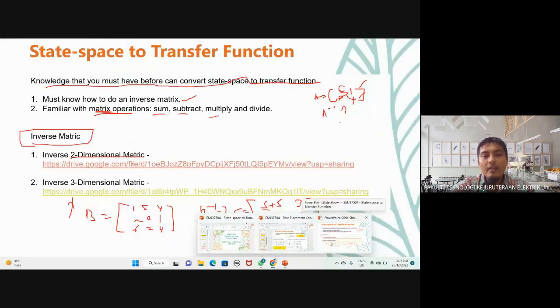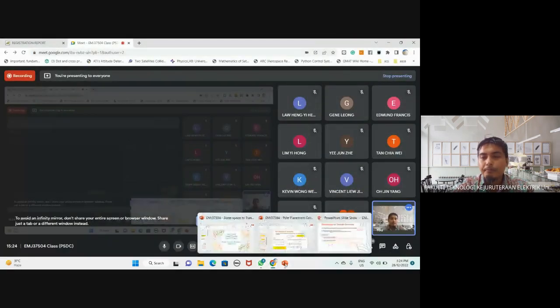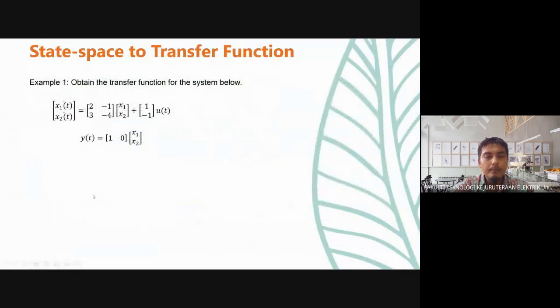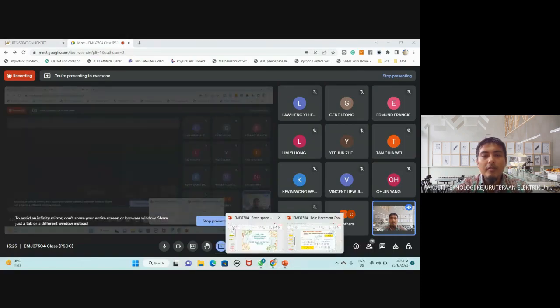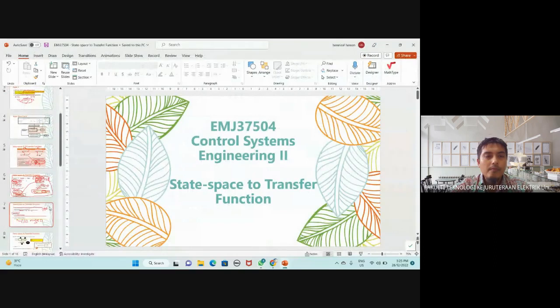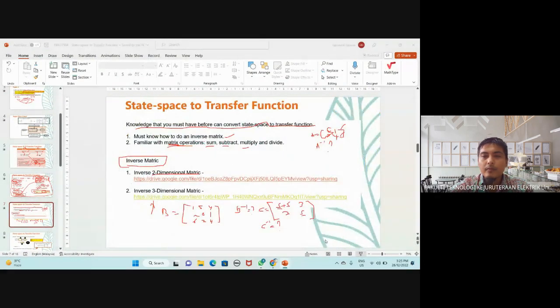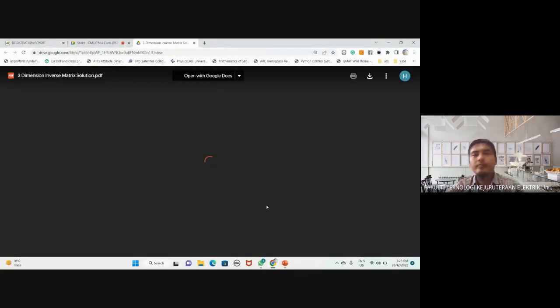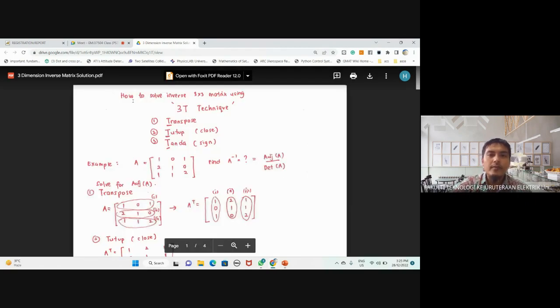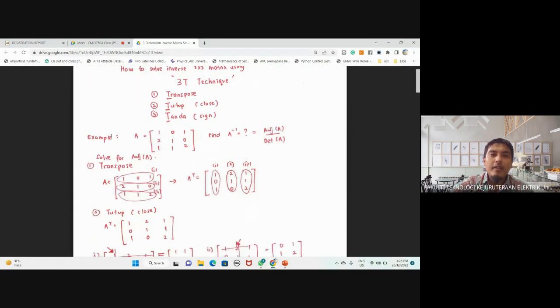Okay, so similar, same thing with the third order system. You just need to apply the same rules. To calculate the adjoint, for example, this is the A, and then you need to find the A inverse, and then you just need to use the adjoint formula divided by the determinant formula.